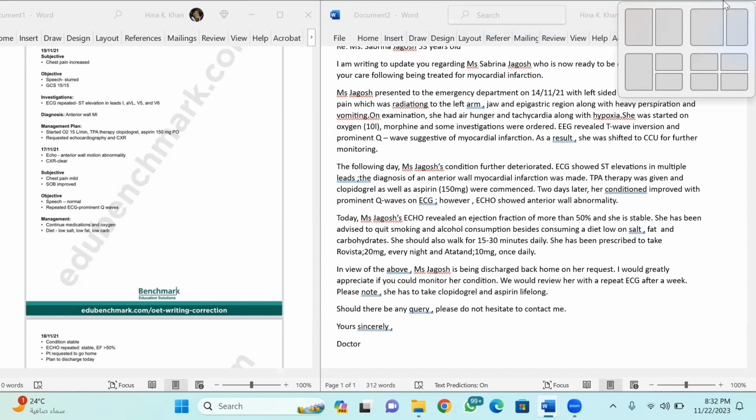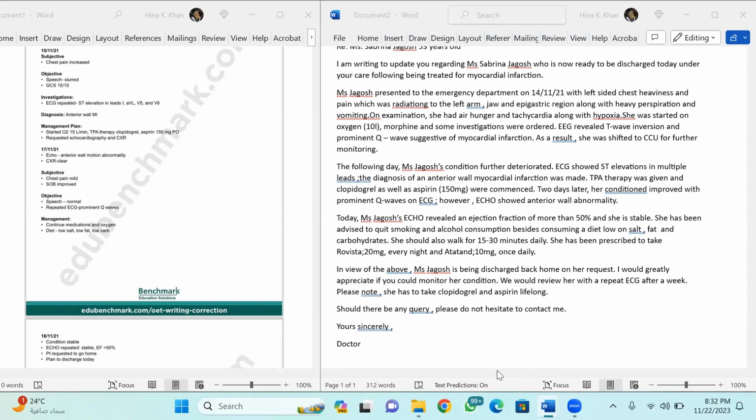Now, how you can write the other one? As I have told you already, on the following day, Ms. Jagosh's chest pain increased along with slurred speech. ECG showed ST elevation in leads 1, AVL and V5 and V6. Therefore, her oxygen was increased to 15 liters, and clopidogrel and aspirin 150 mg were commenced. Two days later, her condition improved, with prominent this; however, her ECG showed this.